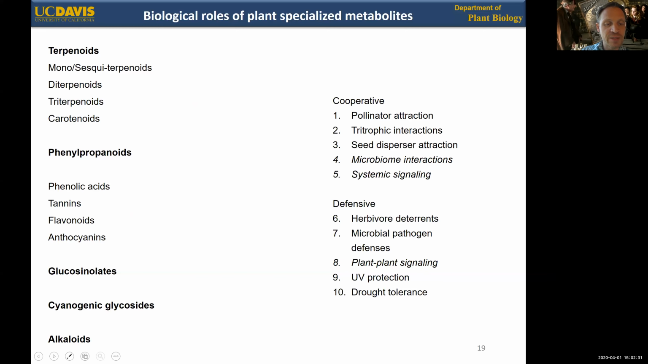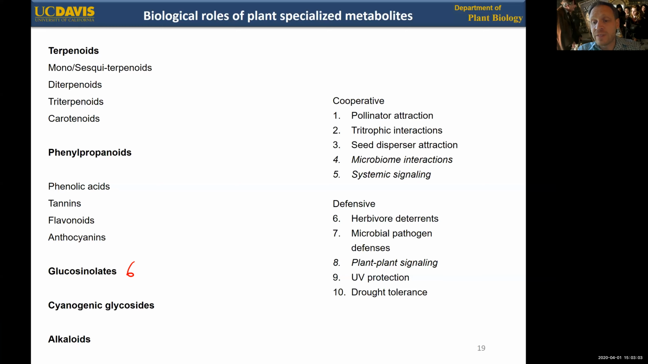So again, this would be usually what we would do interactively. So this video is certainly not the best option, but let's try. Let's start with maybe some of the more narrowly distributed metabolite classes, like the glucosinolates, for example. For those of you who work on them, these are specifically involved in herbivore deterrence. So number 6 would be relevant here.